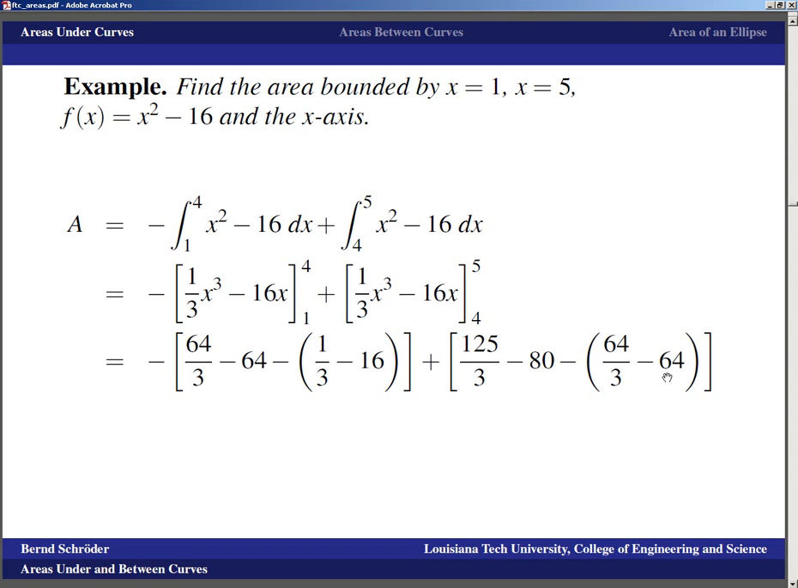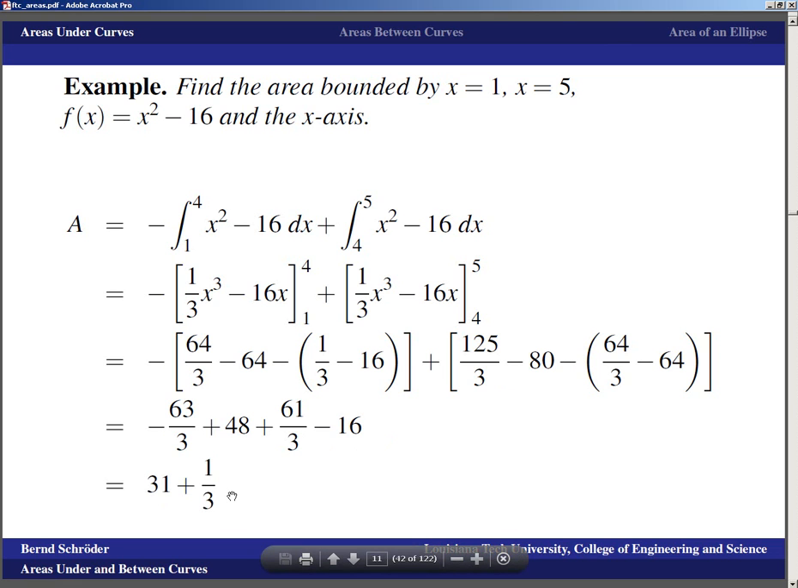And you know what? Rather than playing mental arithmetic and all that, we know how to compute that, and it turns out to be, well, okay, so I did some combinations here. Let's see, 64 thirds minus 1/3 is 63 thirds. 64 minus 16 is 48, and then, well, we had negative 48 with this negative sign gives us plus 48, and the minus sign here gives us the minus sign there. And 125 over 3 minus 64 over 3, yeah, that's 61 over 3. And 64 minus 80 is negative 16, yes. And then we get, what, 32 minus 2/3, and that's 31 plus 1/3.